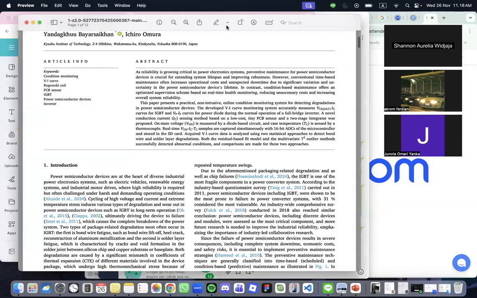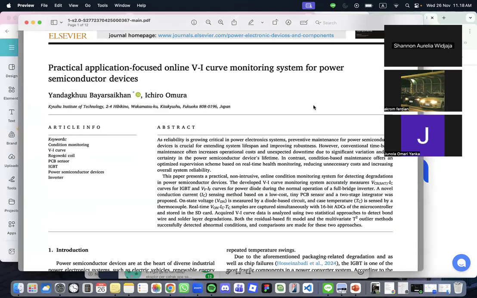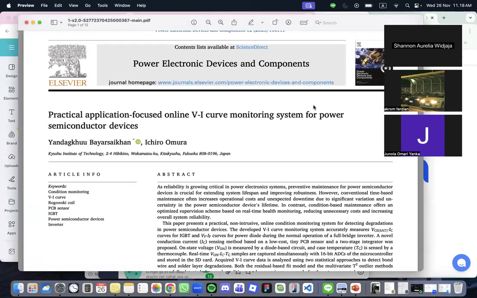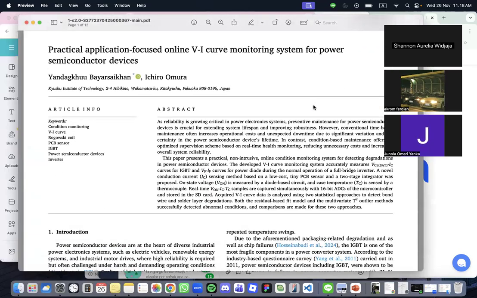Hello everyone, this is Group G. We are going to present this paper. I will go over an overview of what this paper is about.